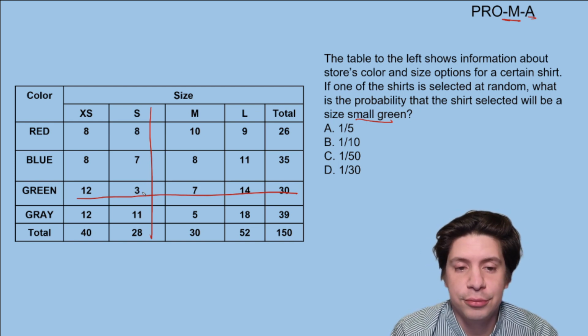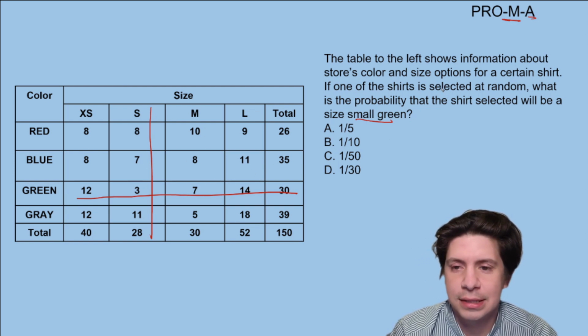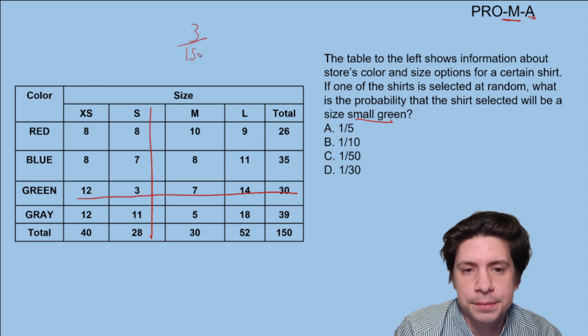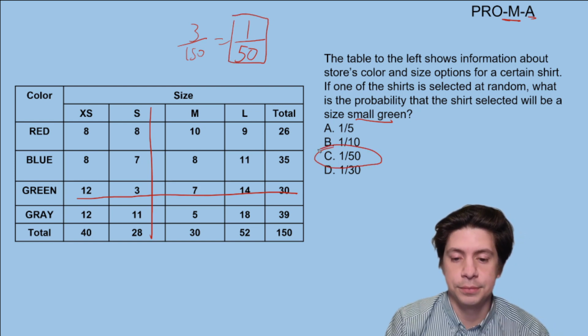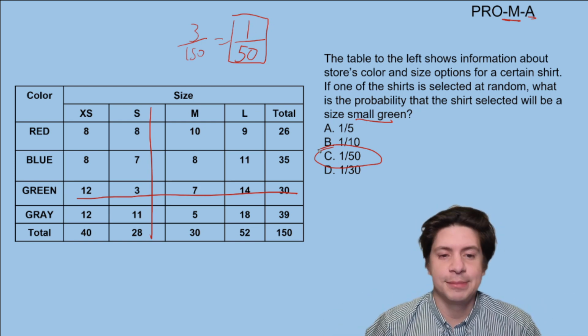So the answer should be the 3, the probability of getting those 3 out of the total, right, because there's no conditions placed on it. It's just selected at random from the whole list. So we do 3 over 150, which equals 1 over 50. And that is C.